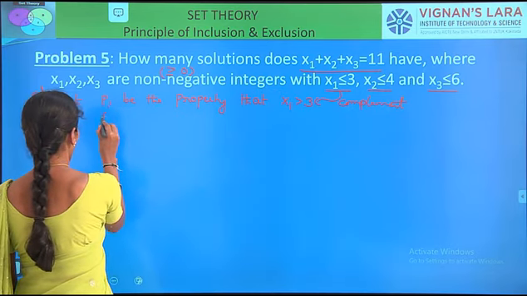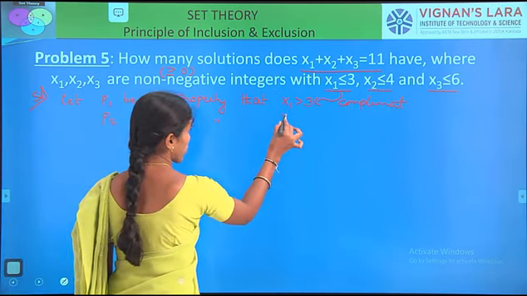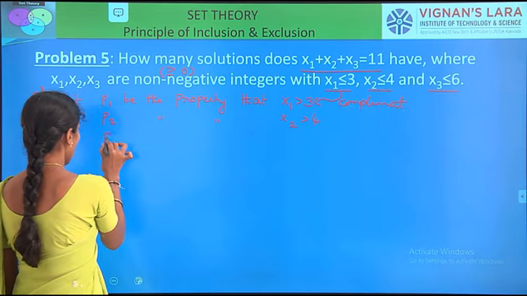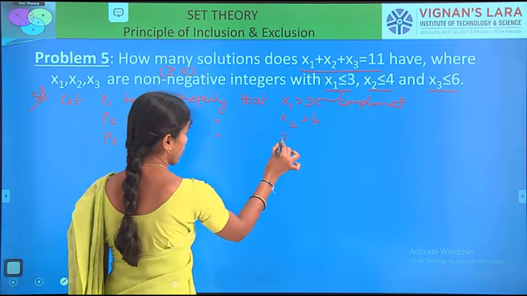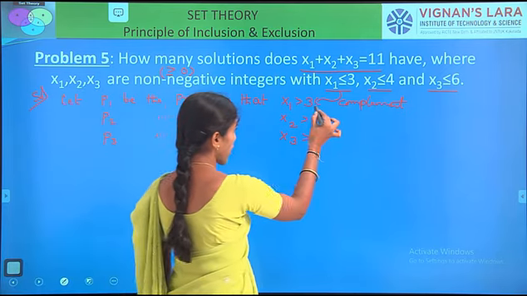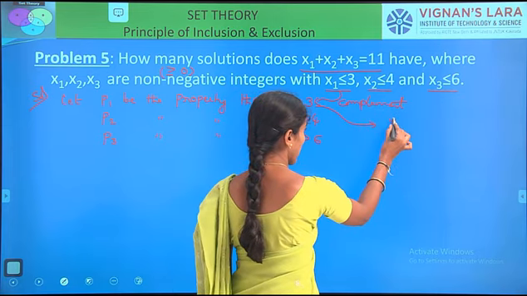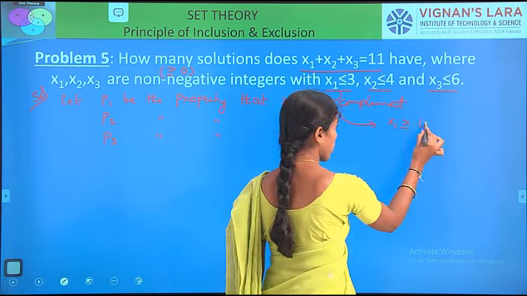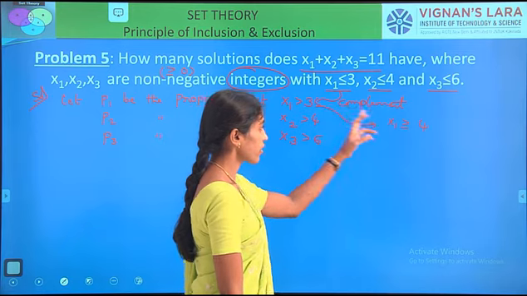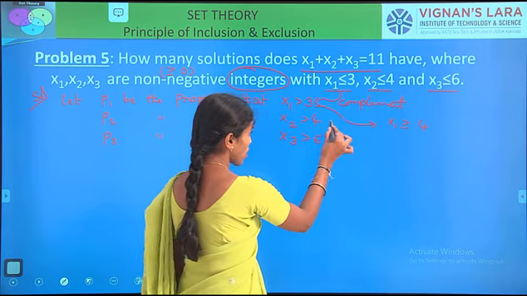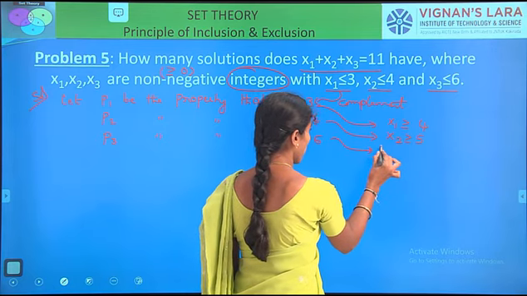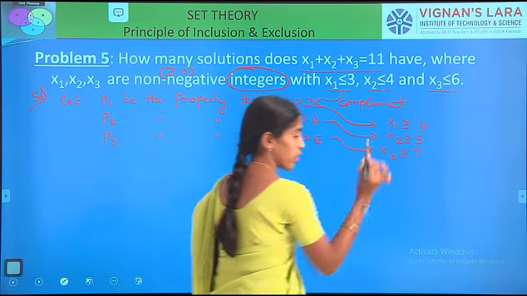So let P2 be the property that x2 is greater than 4, and P3 be the property that x3 is greater than 6. Right? So x1 greater than 3 can be written as x1 greater than or equal to 4, because we are considering only the non-negative integers. After the integer 3, the next integer is 4. So x2 greater than 4 is equivalent to greater than or equal to 5, and x3 greater than 6 is x3 greater than or equal to 7.